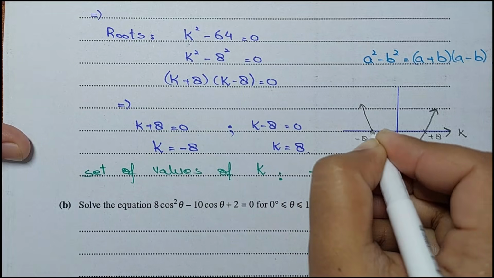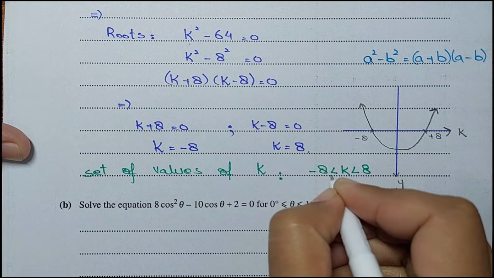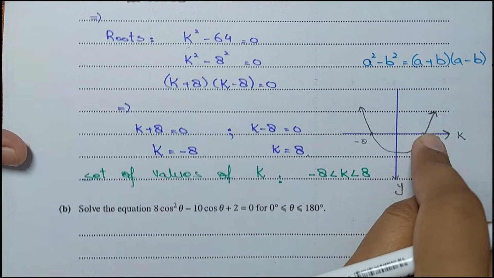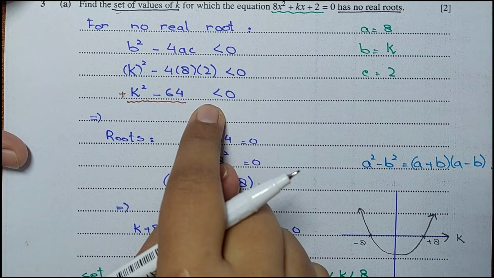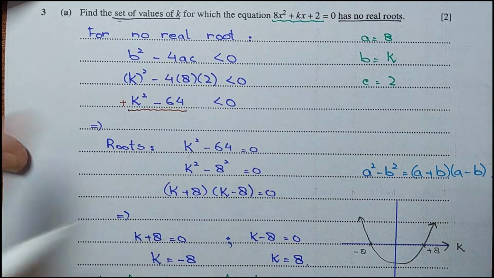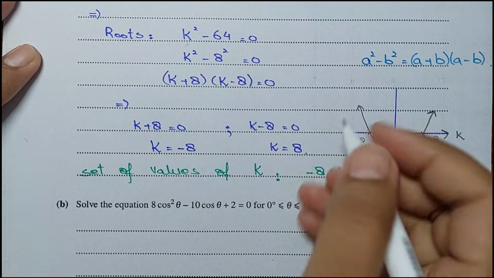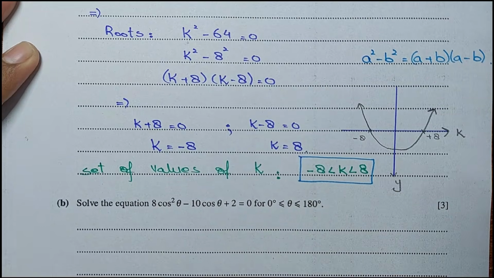We are not using equality, not equal to minus 8 or equal to 8, because when you use equality, y would be equal to 0, and we need to figure out when it is less than 0. When the discriminant is equal to 0, it has one real root. That is why we are not using the equality. So this is the solution: the set of values for k between minus 8 and plus 8.